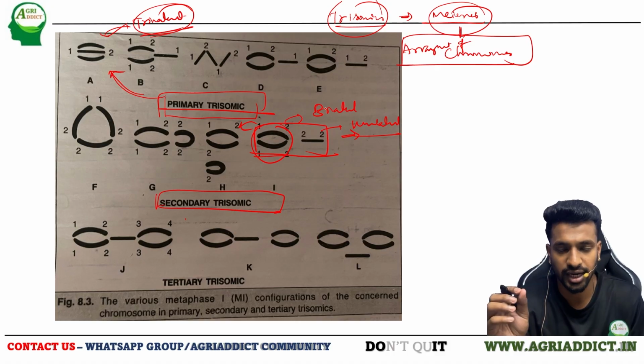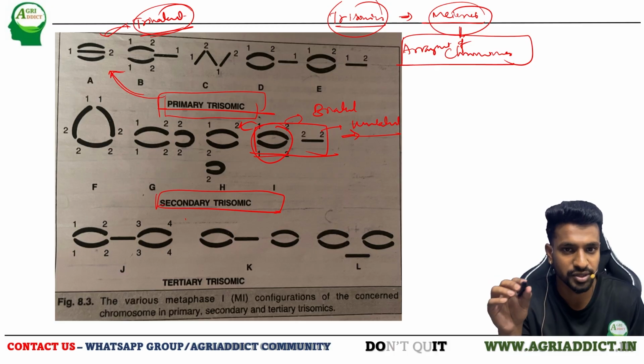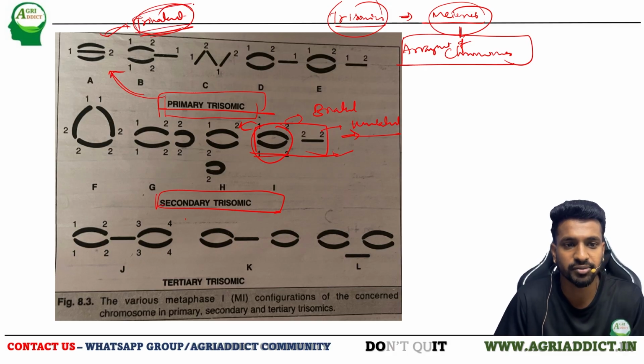If in the questions they are asking the bivalent and univalent formation is possible in case of which type of trisomics, it is only in the case of secondary trisomics. Okay, and if they are asking the trivalent formation takes place in which type of arrangement, whether it is in the primary, secondary, or tertiary, it is in the primary.